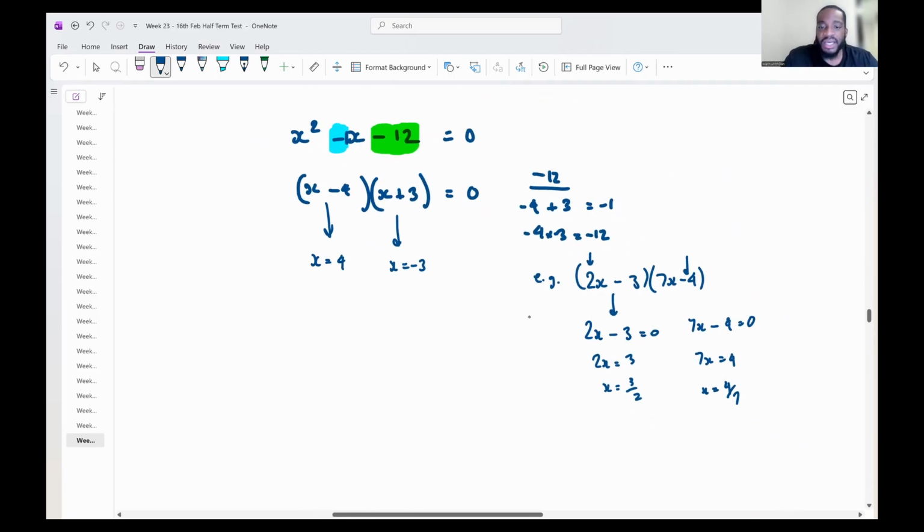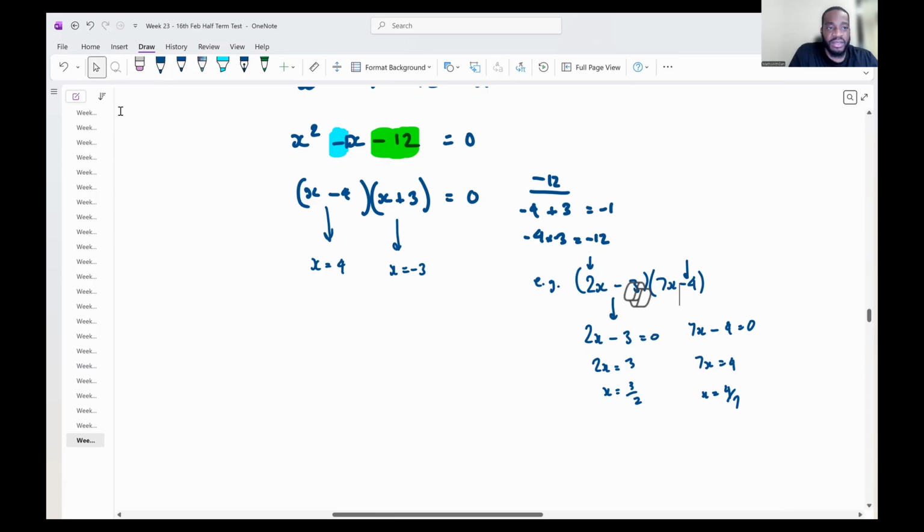Is that clear, guys? To be honest, if I'm in an exam, forget about any tricks. Just do this, so you know you're never going to get it wrong. x minus 4 equal to 0, x plus 3 is equal to 0. It takes a second anyway. It doesn't even take that long. But are we happy with that?